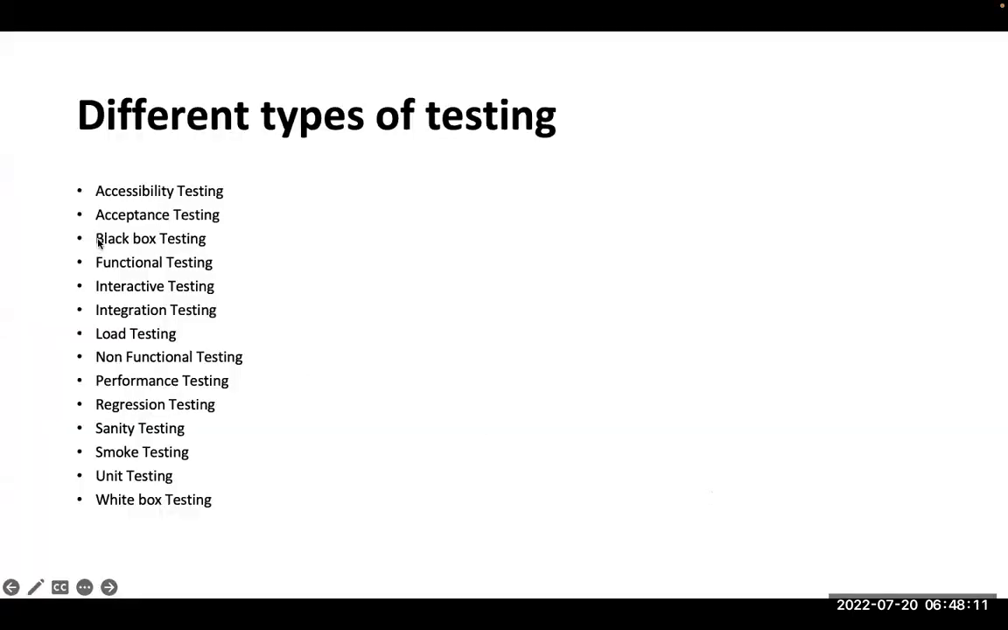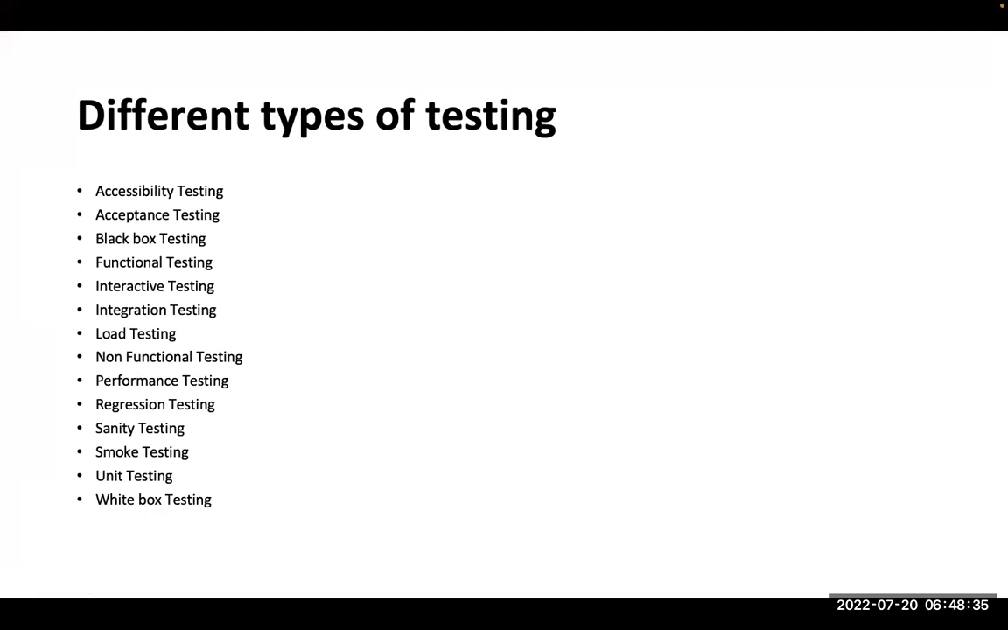Without knowing the code and what it is, whatever testing that you do, we call it black box testing. The next one is functional testing. Functional testing is nothing but checking whether the functionality for which the product has been developed is met or not. Whatever testing we do for that, we call it functional testing.